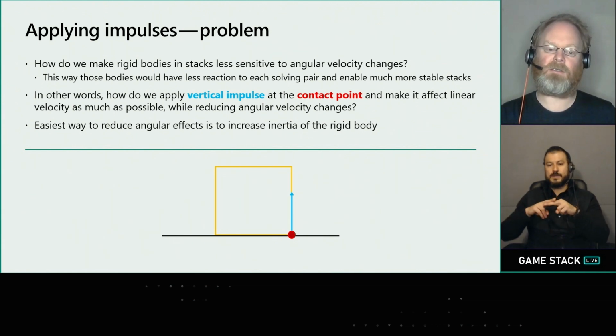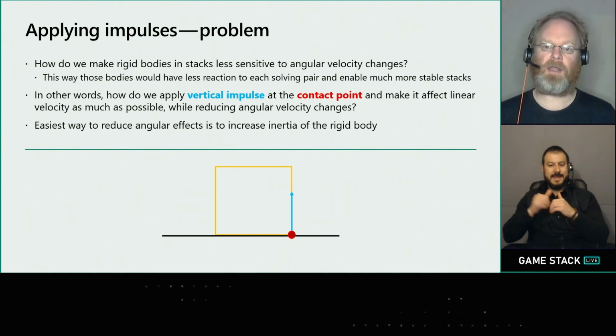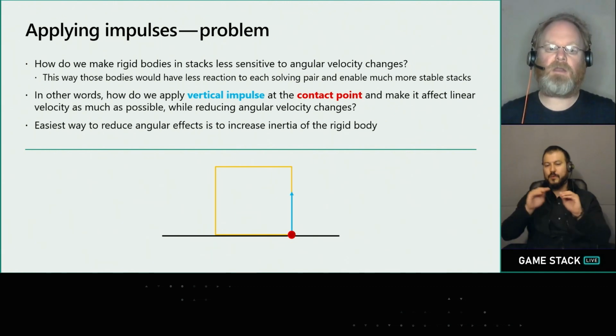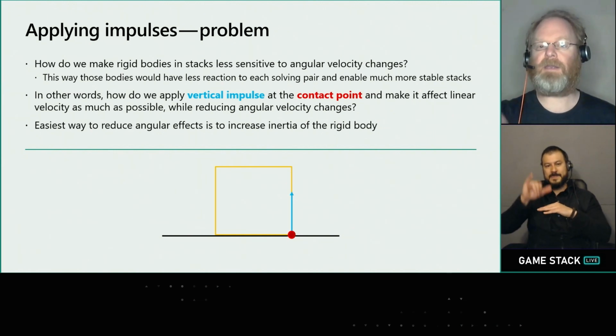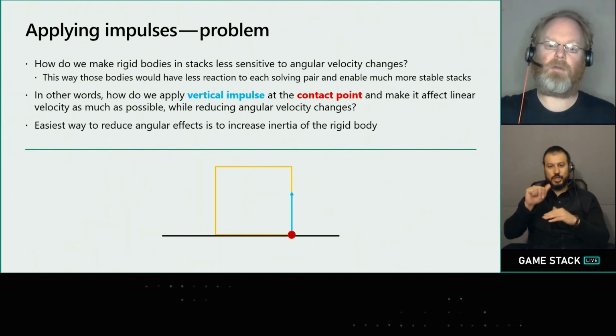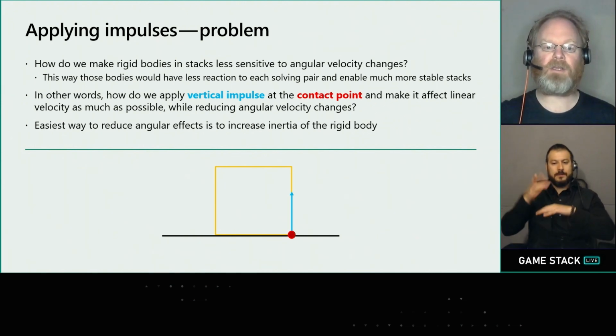body. So the mass was affecting how difficult it is to move the body in a linear fashion, and the inertia is the equivalent of how difficult it is to move a body around its center of mass, to rotate that body. So we want to increase that.